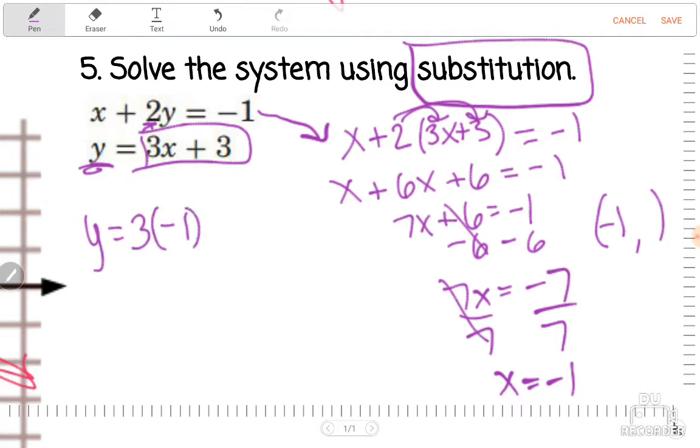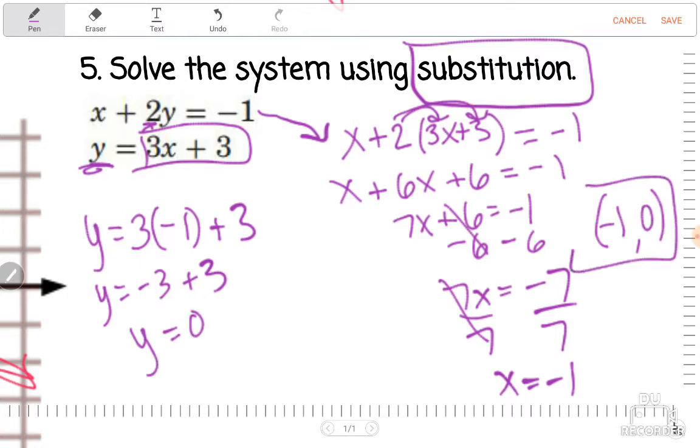Okay, so I plug it in for x. x is just -1, so I plug that in and finish the equation. I multiply, so I get y equals -3 plus 3. And I add, so -3 plus 3 is 0. So my point here is -1 comma 0. That's the point where these two lines cross.